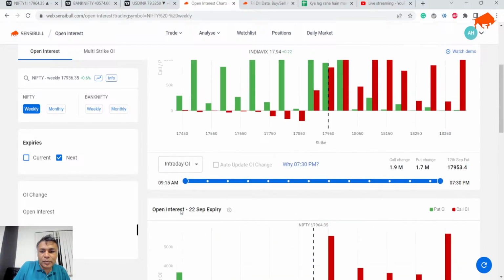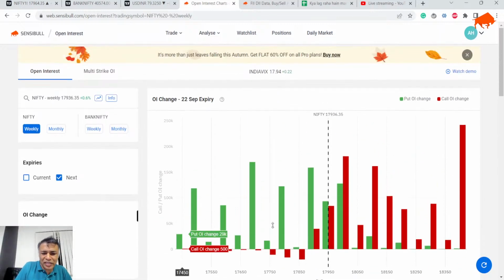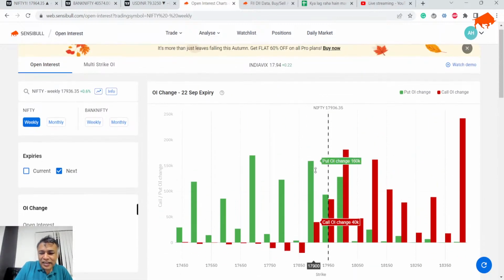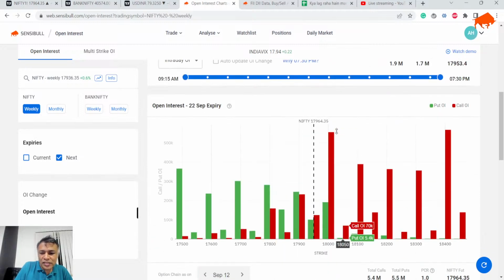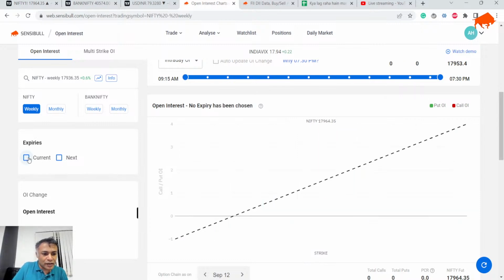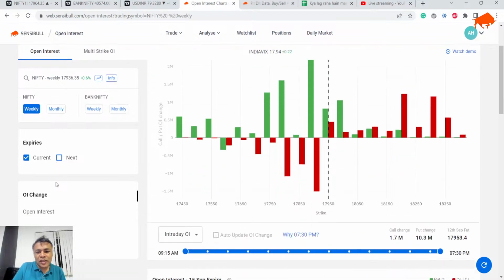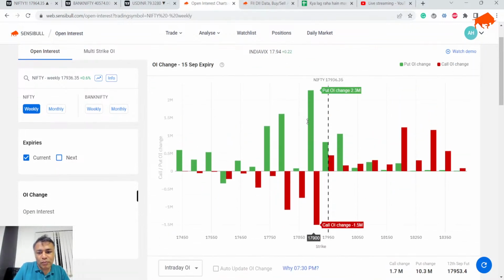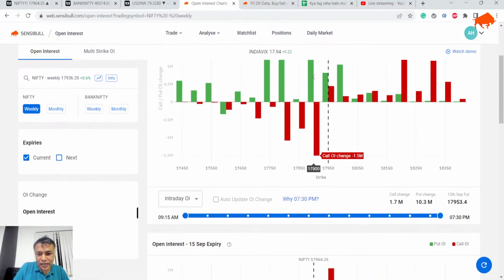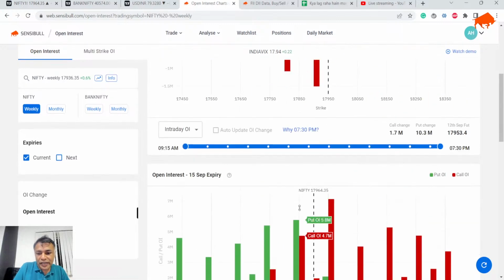Now let's look at the other piece of the puzzle, open interest. Open interest, nothing much today because it's an even Steven day. Look at this, nothing much. People have written calls, written puts. But I have to look at the current expiry. There's a lot of put writing at 17,900. There's some put writing at 18,000 also.